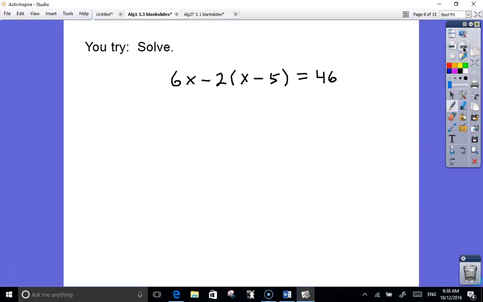Okay, try that one. Same, it's got a distributive involved, but it's also got negatives in there. Negatives that often trip us up. Distribute. Remember, distribute.